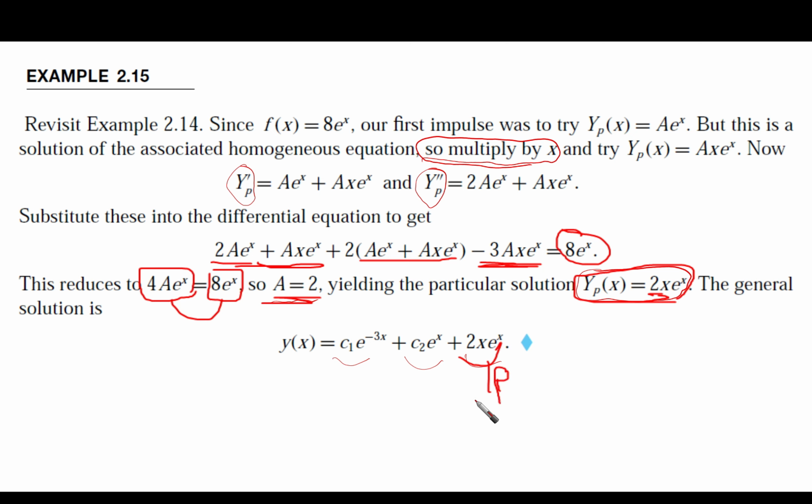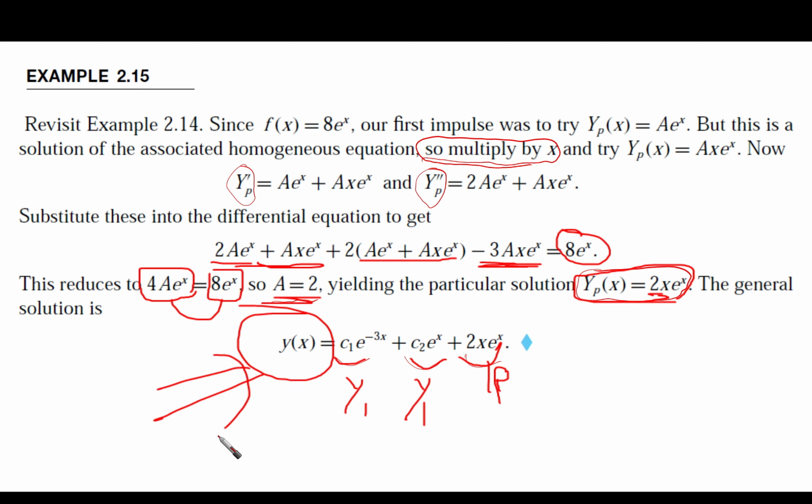This is y particular that we want to put together with the other y1 and y2 of the associated homogeneous equation to get the general solution. This is the general solution for us. Okay, I hope that you understood this small trick, the trap built into the undetermined coefficients method, and I hope that you can overcome it.